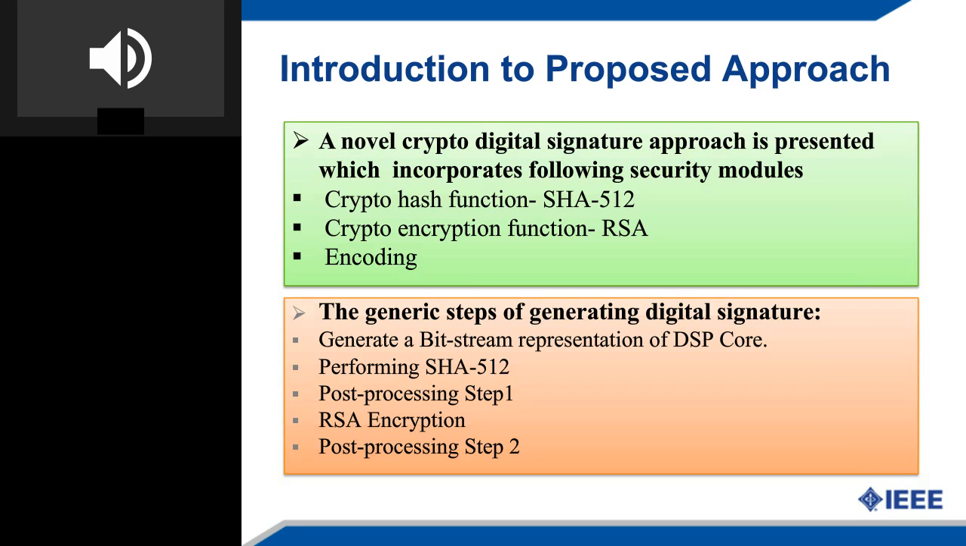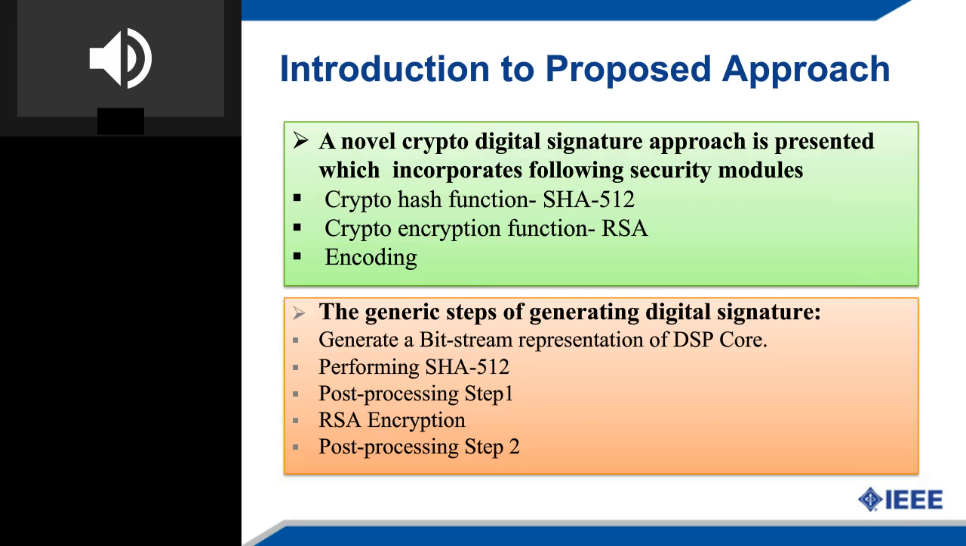Let me first talk about the basics of what a crypto digital signature approach is. It comprises crypto hash functions, such as SHA-512. SHA stands for Secure Hashing Algorithm. It also comprises other security modules such as a crypto encryption function like RSA. It also comprises several layers of encoding that are either part of the pre-processing or post-processing of the entire flow, and we'll talk about that in the next slides. The generic steps of generating a digital signature would include a bitstream representation of the DSP, followed by performing SHA-512, post-processing step number 1, RSA encryption, and post-processing step number 2.